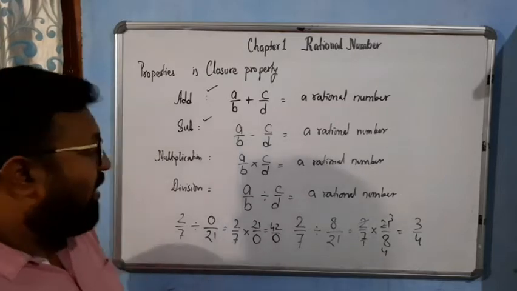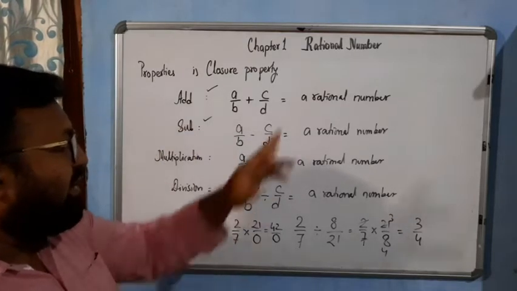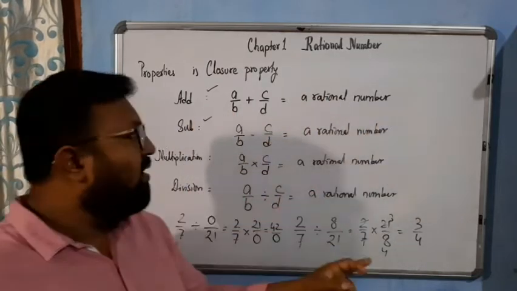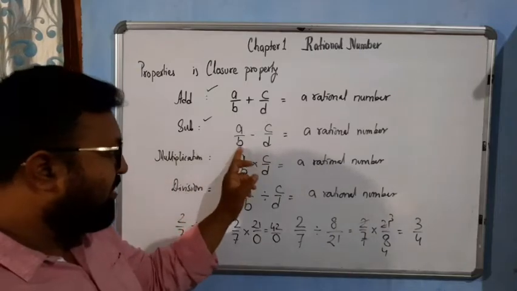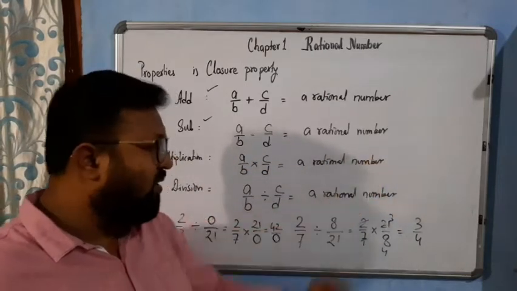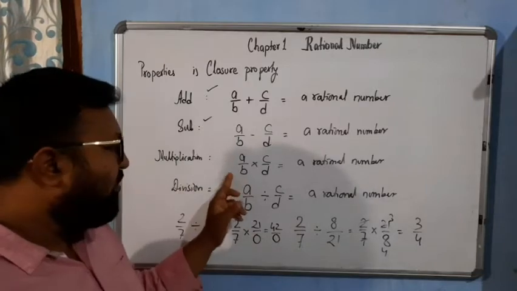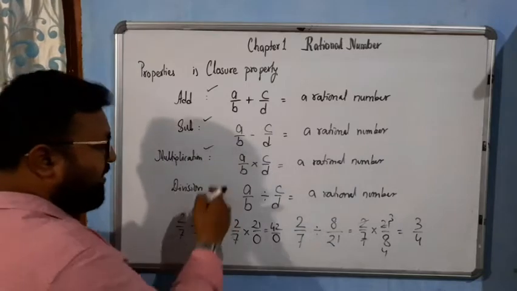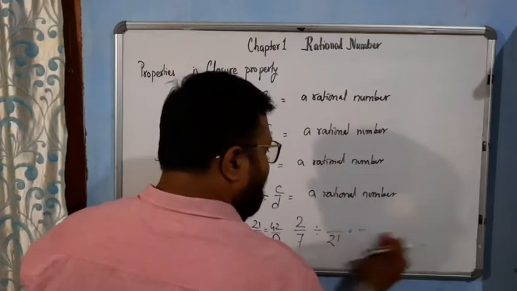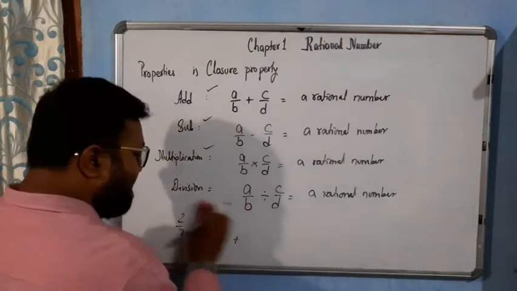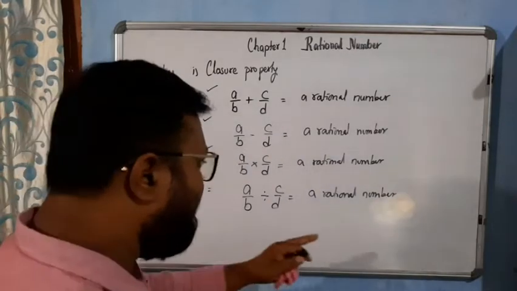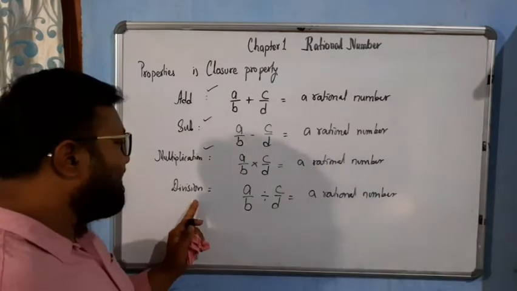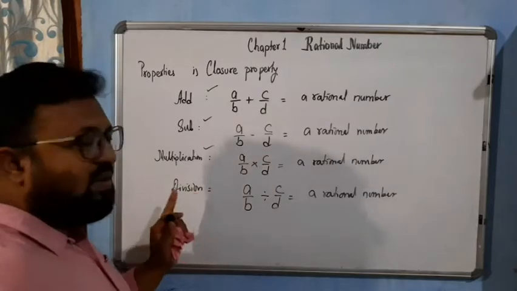So, in case of addition, we can say the rational numbers are closed. Addition of two rational numbers always gives you a rational number. Subtraction of two rational numbers always gives you a rational number. In case of multiplication also, if you multiply two rational numbers, you always get a rational number. But in case of division, you are not always getting a rational number, because sometimes you may get a rational number, sometimes you can't define the number. So in this case, we can say that rational numbers are not closed under division.